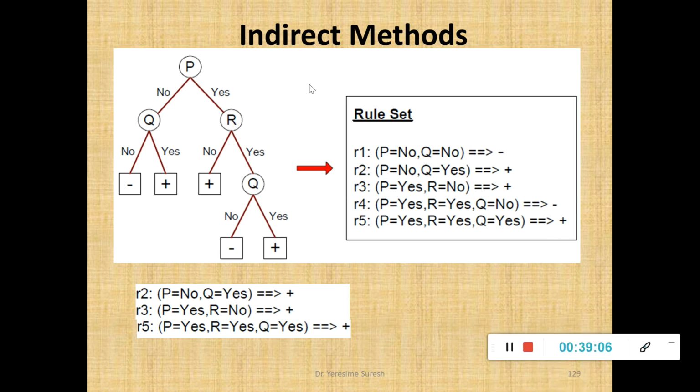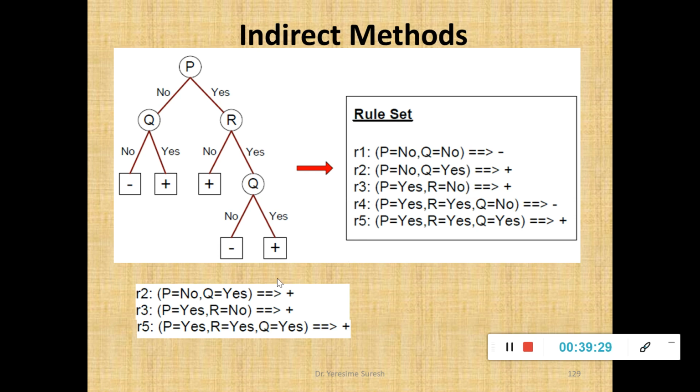So this is the process of extracting rules from the classification model. If you extract rules from a classification model, it is called the indirect method. Once I have extracted my rules, I can simplify the rules also. Say for example, how can I simplify my rules? I've just taken random samples R2, R3 and R5.